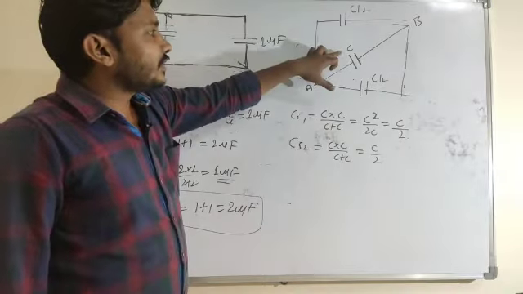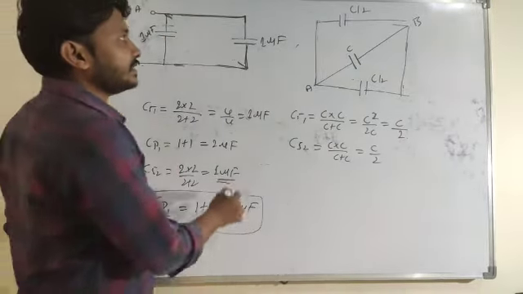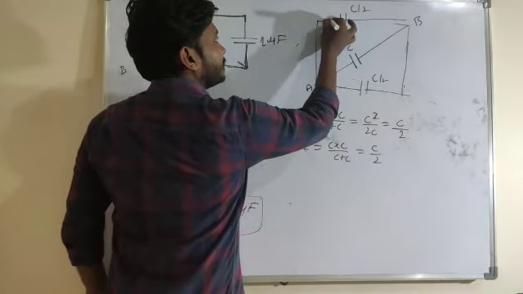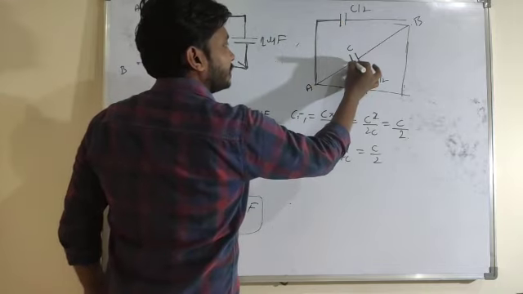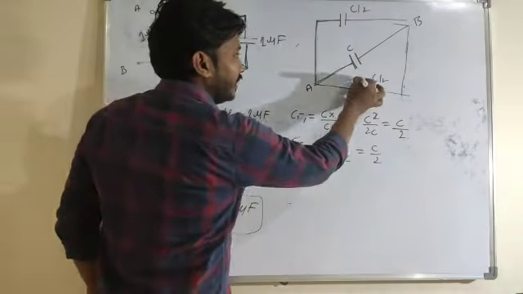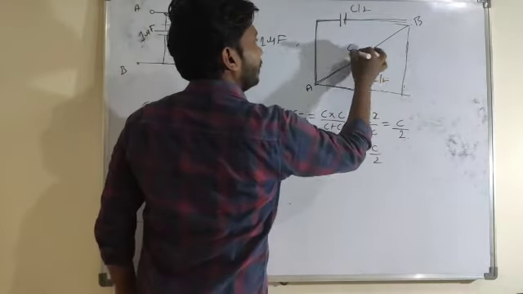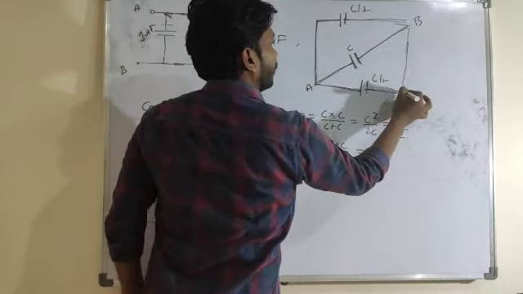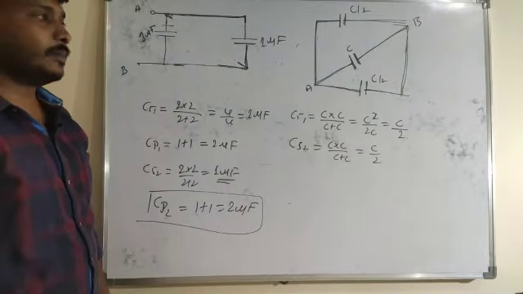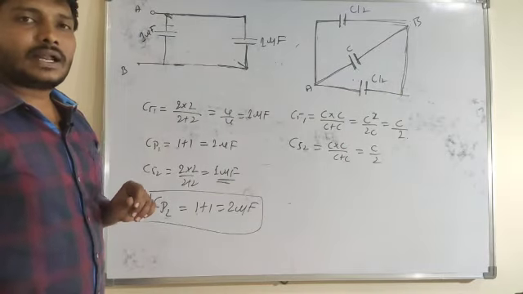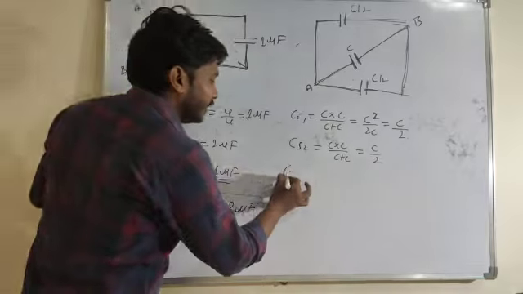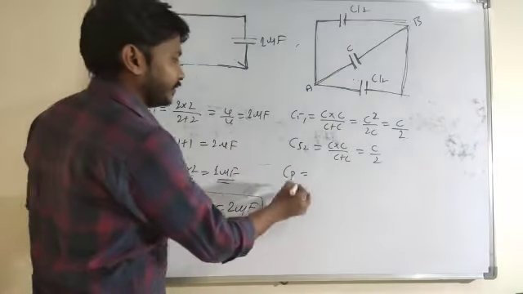Finally, what is the nature of combination between these capacitances here? Look here. This plate is connected to point A. This plate is also connected to point A. This plate is also connected to point B. This plate is connected to point B, and this is also connected to point B. All three capacitors are connected between two common points, so it is a parallel combination.